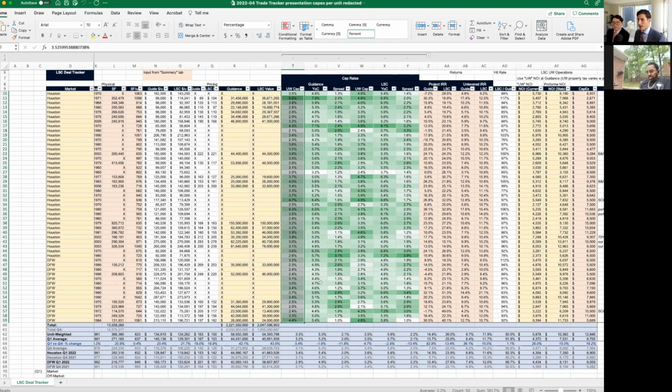Something interesting to point out is if I just highlight the Houston data, the average cap rate is 3.4% in the data, and DFW, the average cap rate is 2.9. So as expected, there's about a 50 basis point difference between the markets as far as going-in cap rate.